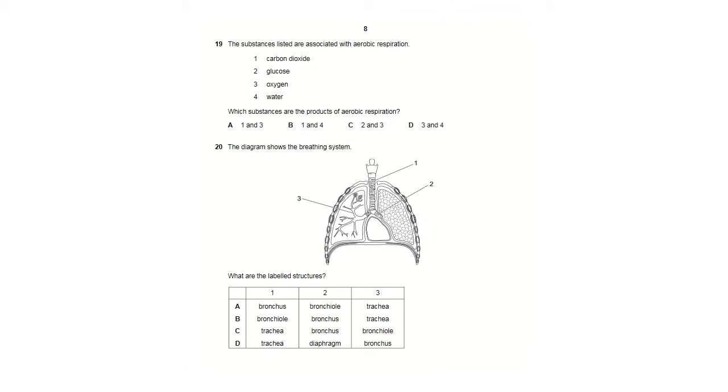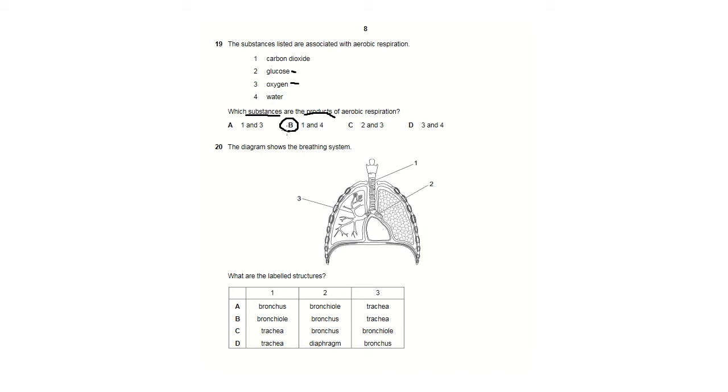We carry on with the subject of respiration here. The substances listed are associated with aerobic respiration. We are told CO2, glucose, oxygen, water. Then they ask which substances are the products of aerobic respiration. Aerobic respiration is with oxygen, which means we use glucose and we use oxygen, and then we end up with CO2 and water, which is why CO2 and water is right, and therefore B is the correct answer.